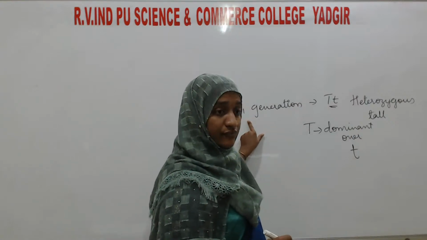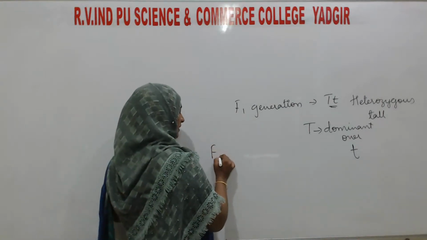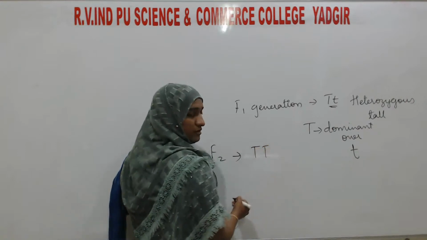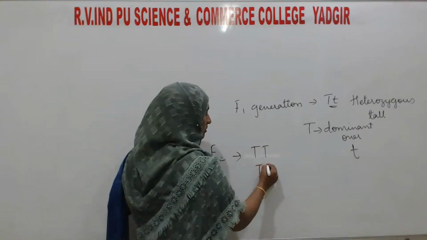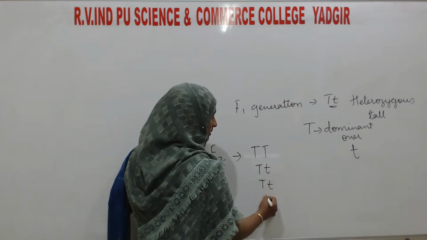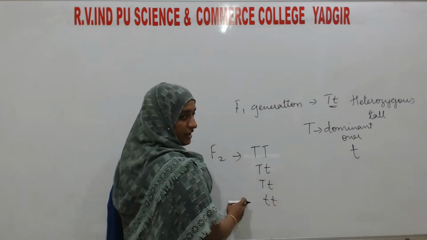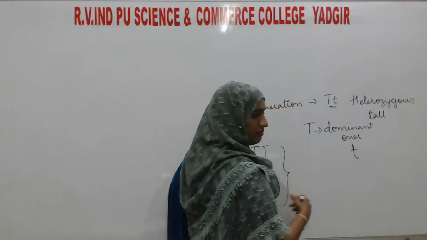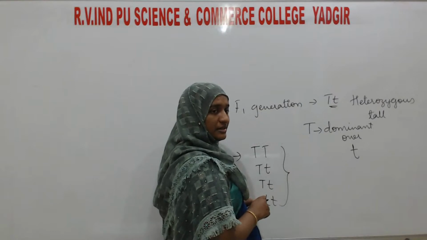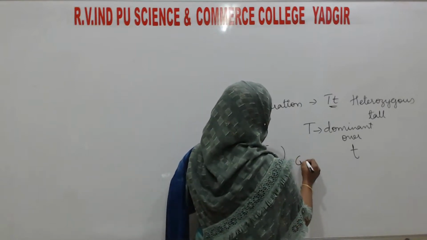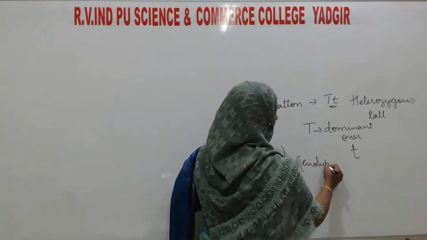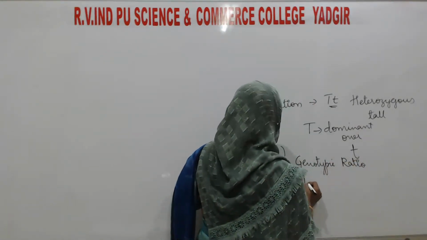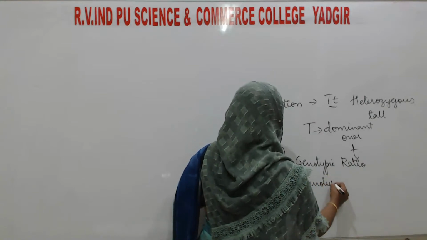What we got in the F2 generation? Here you see. In the F2 generation, we got capital T capital T one offspring, then capital T small t, and small t small t. Like this we had got. So by applying some mathematical expression here, that is the ratio. Here, one is the genotypic ratio, and another is the phenotypic ratio.